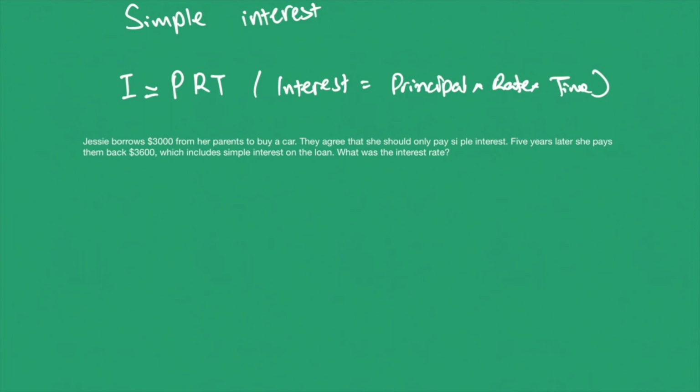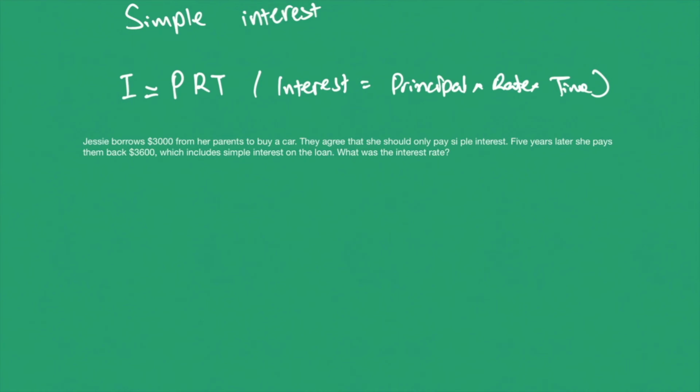Here's the question. Jessie borrows $3,000 from her parents to buy a car. They agree that she should only pay simple interest. 5 years later, she pays them back $3,600, which includes simple interest on the loan. What was the interest rate?